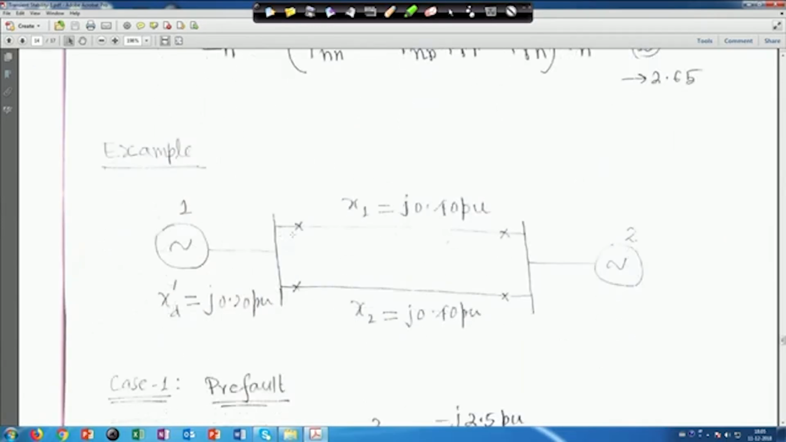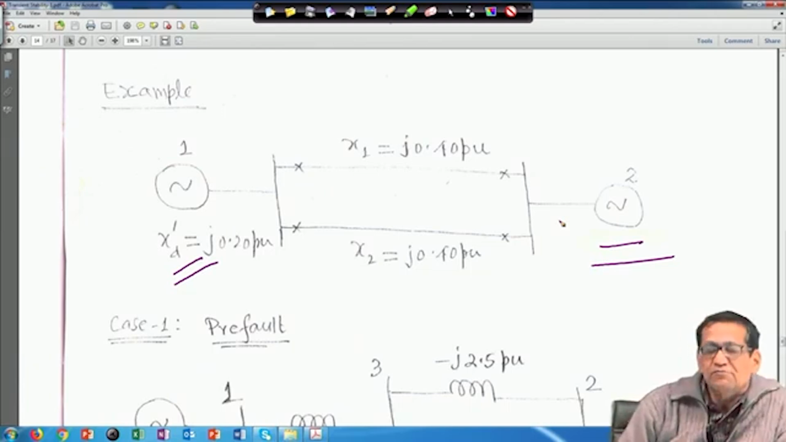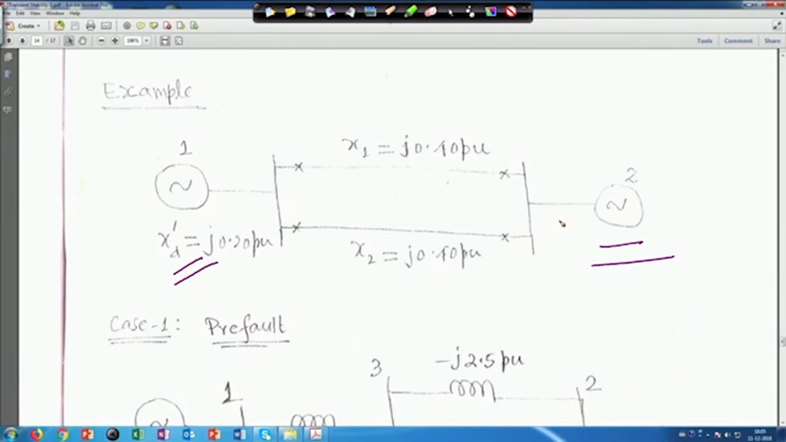This example is a double circuit line. For generator 1, X_d dash is given, j 0.2 per unit, and this is a double circuit line, X_1 is given j 0.40 per unit, this is also X_2 j 0.40 per unit, and of course this is another generator, but X_d is not given. In this problem we have to find out the pre-fault, then fault, and then post-fault admittance matrix.